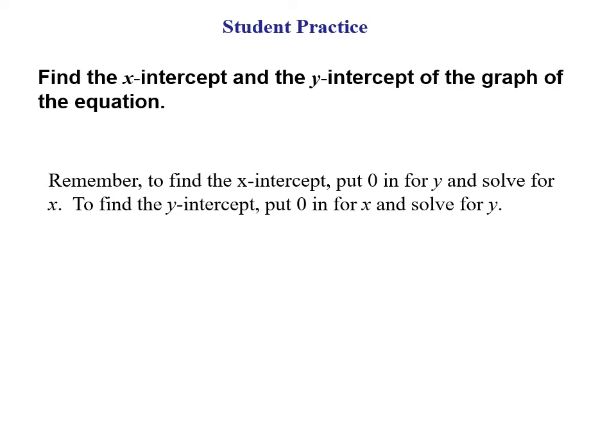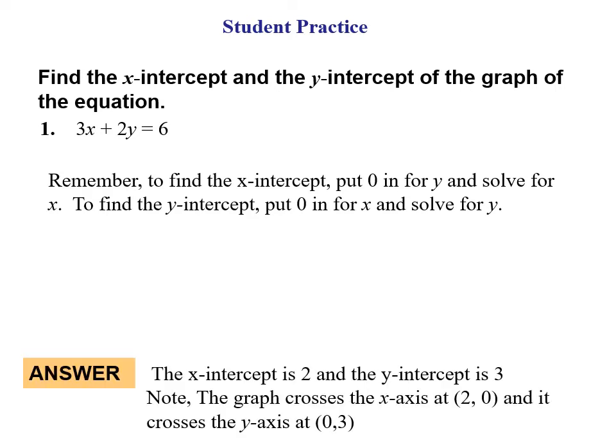Find the x and y intercepts of the graph of the equation 3x + 2y = 6. Remember to find the x-intercept by putting in 0 for y and solving for x, and find the y-intercept by putting 0 in for x and solving for y. Please pause the video and do that problem.